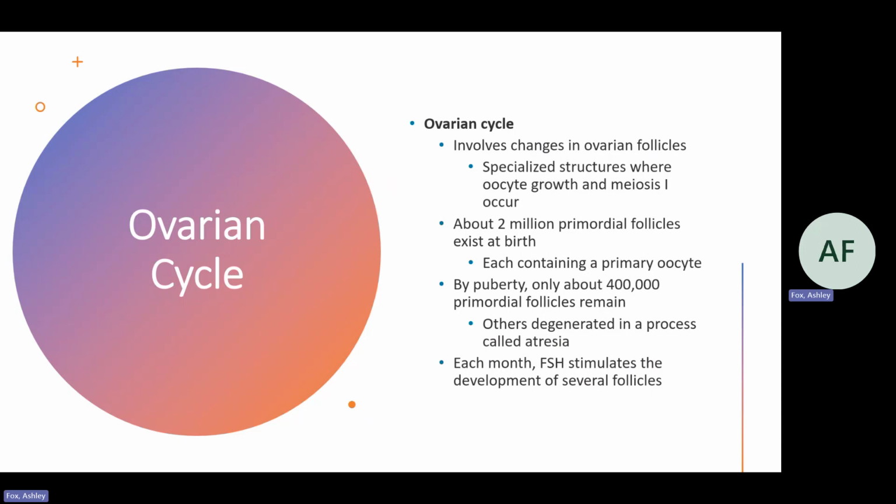So looking at the ovarian cycle, we know what's happening with meiosis at each step. This is looking at changes in the follicles. Each one of those primary oocytes is going to be surrounded by a follicle. That's where the oocyte can change and grow, and meiosis can occur. It's just a little encasing, or follicle, that's in the ovary. Then we have the primary oocyte or secondary.